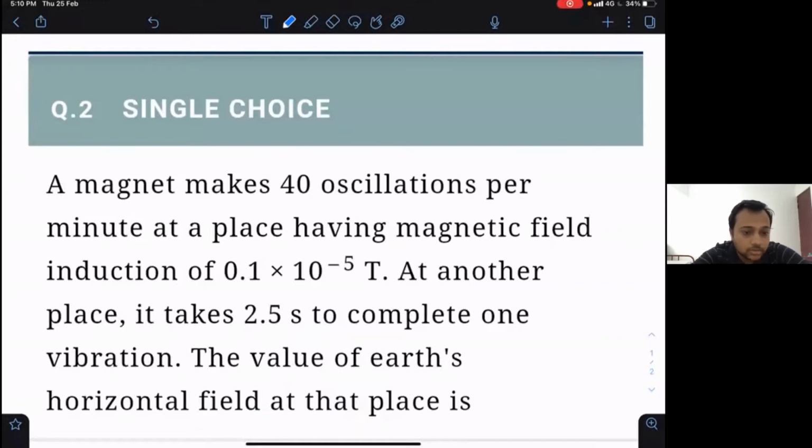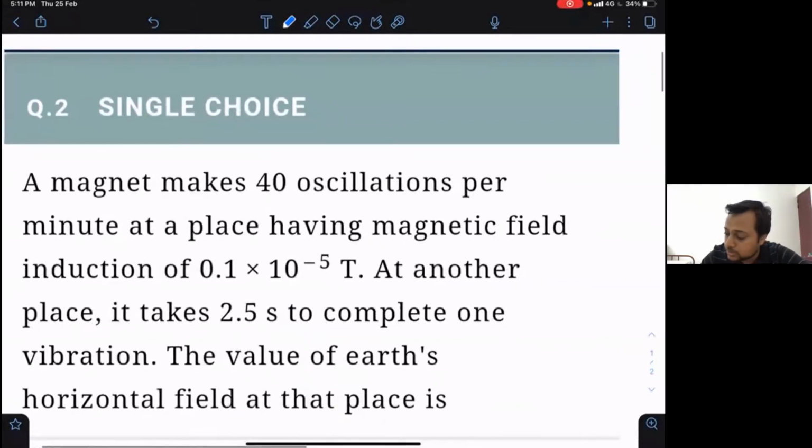Now, in this question, it is given that initially the magnet is present at a place where the magnetic field is 0.1 into 10 to the power minus 5 Tesla, and it is doing 40 oscillations per minute. Now it is taken to another place where it takes 2.5 seconds to complete one oscillation. So at this second place, what is the horizontal component of Earth's magnetic field? Okay, so let us see a little bit of theory behind this.